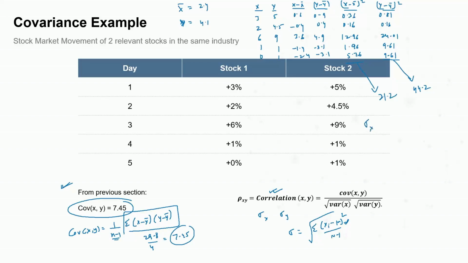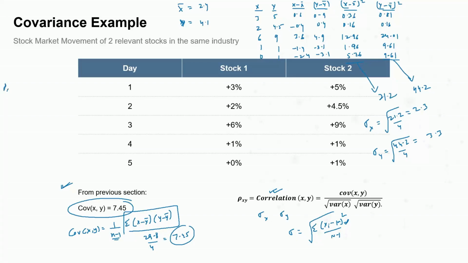So what will be sigma of x, the standard deviation? We know the numerator: 21.2 divided by 4, square root, which is somewhere around 2.3. Sigma of y will be 44.2 divided by 4, square root. 44.2 divided by 4 is around 11.05, and its square root is 3.3. Done. Why 4? Because this is sample data.